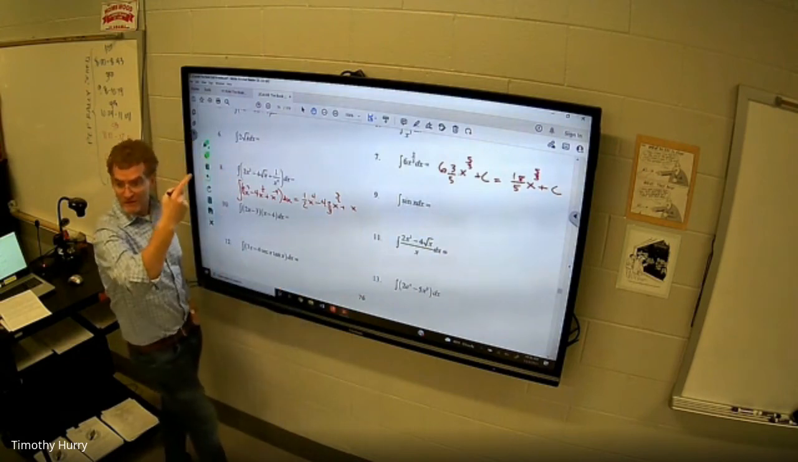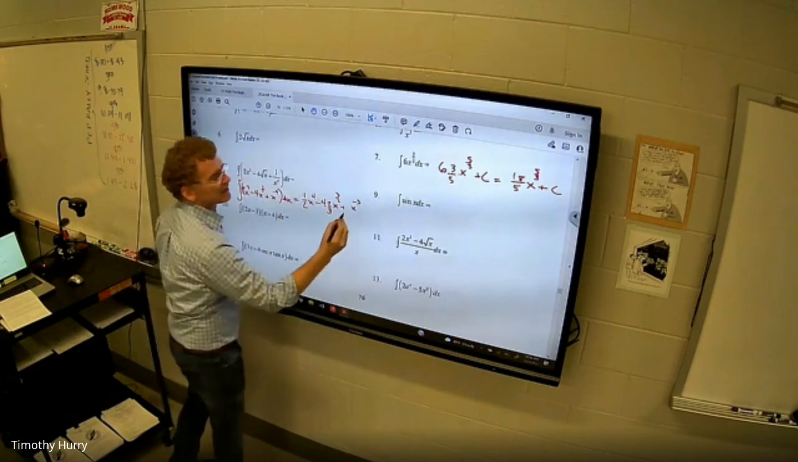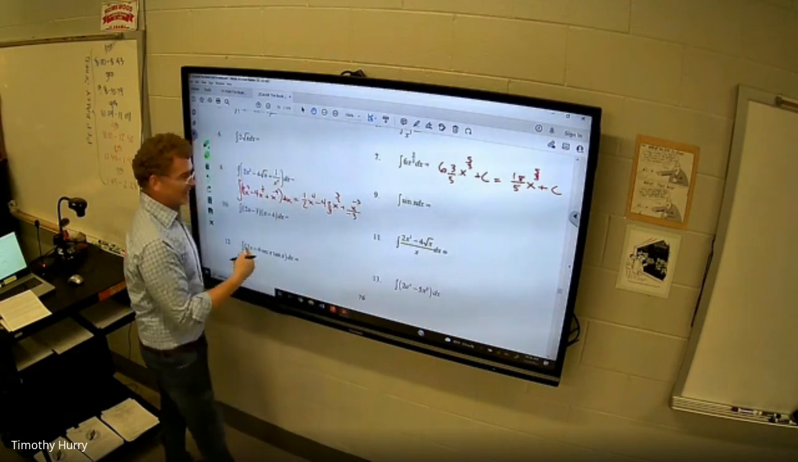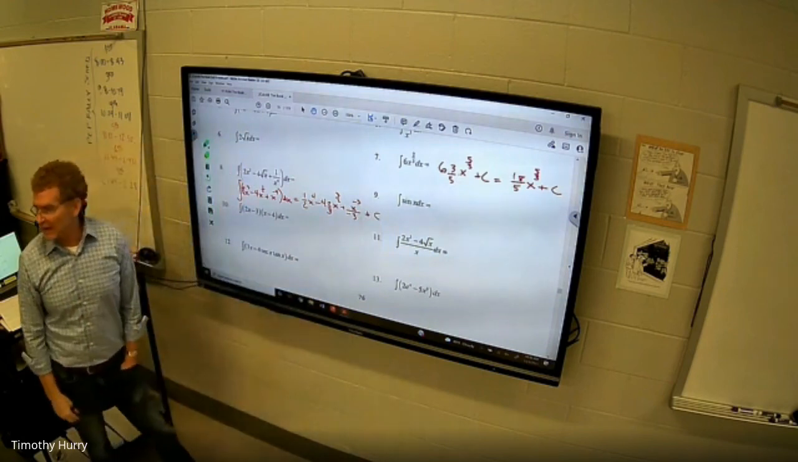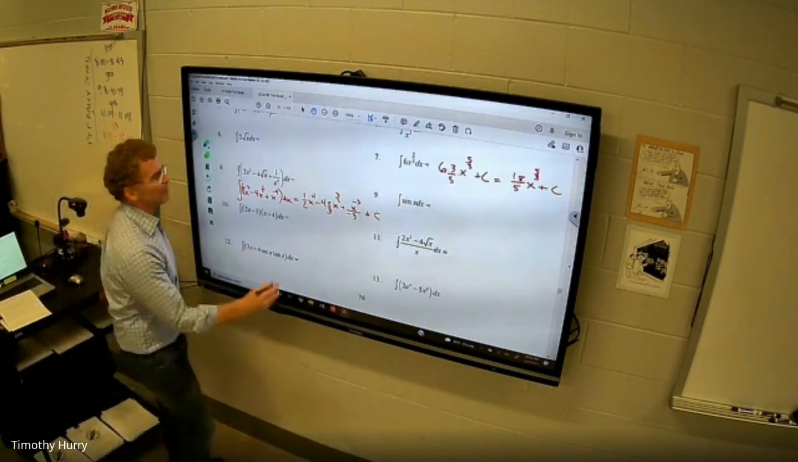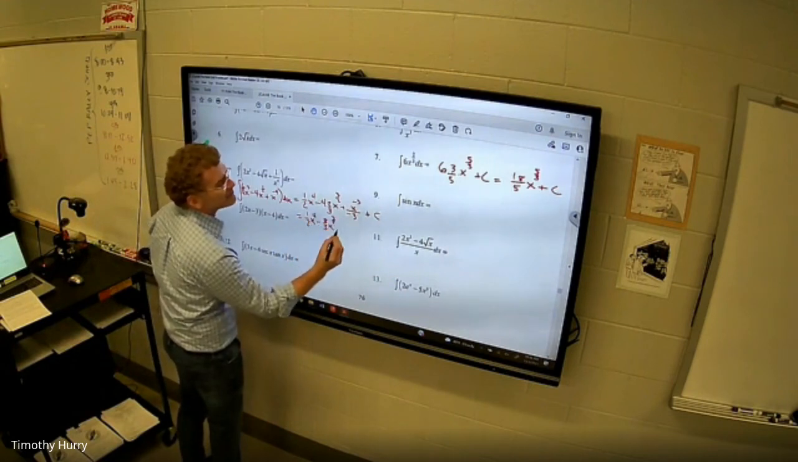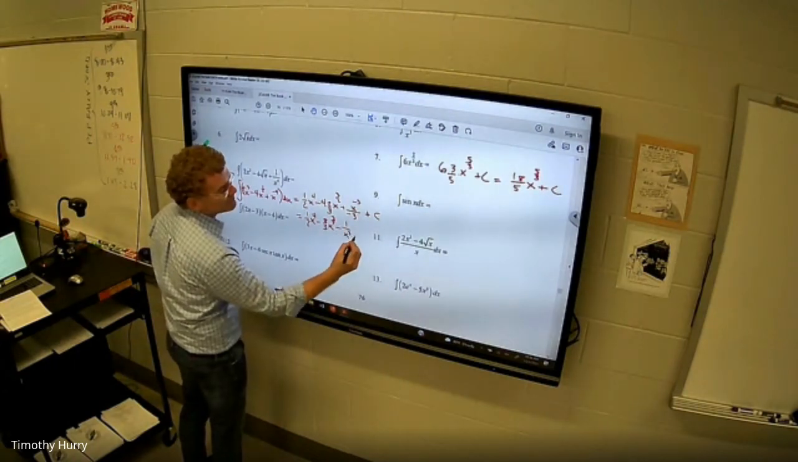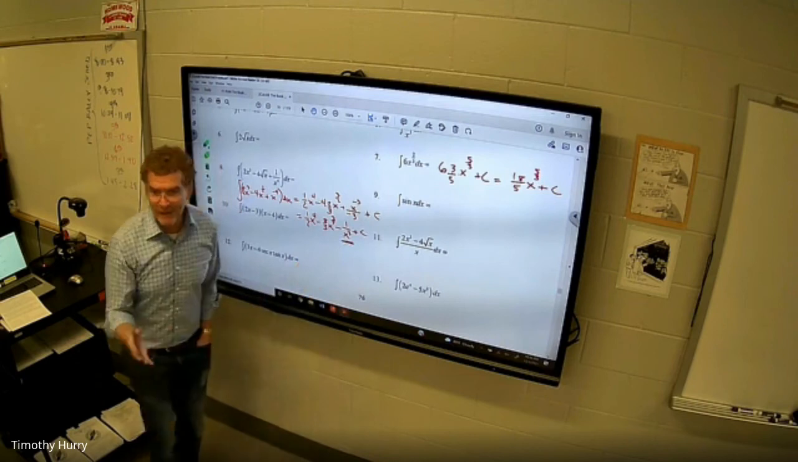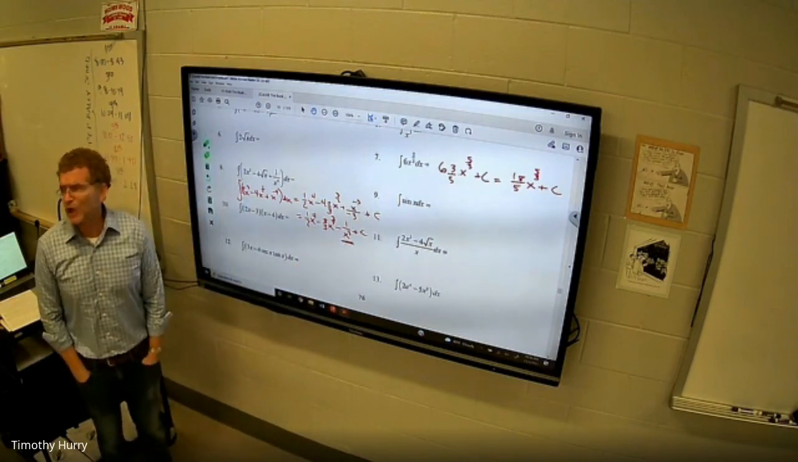Add 1 gets me to negative 3. Divide by a negative 3. And then don't forget a plus c. Is it going to look like that in your answer key? Probably not. It's going to probably look like 1/2 x to the 4th minus 8/3 x to the 3 halves minus, and it's probably going to be 1 over x cubed when you look at it. But I don't mind you writing minus x to the negative 3. That's totally fine. Nobody cares.